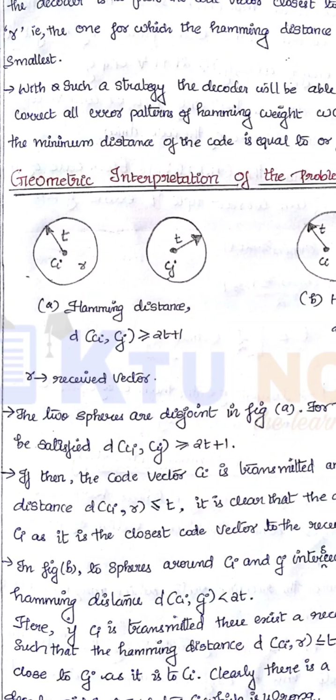The Cj center to this boundary is t. So this is t plus t, which is 2t. So the distance between Ci and Cj, from this figure, it is clear that it will be 2t plus 1, because this value is t and this value is t. So this is greater than 1. So we have 2t plus 1. So this is the condition to get a correct code word from the received vector.